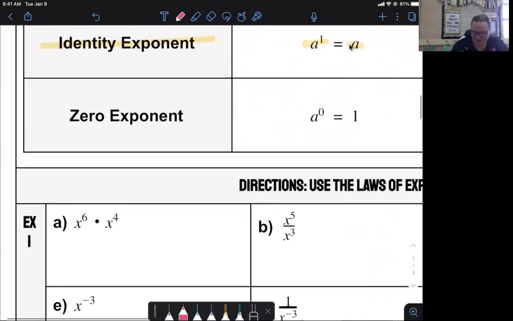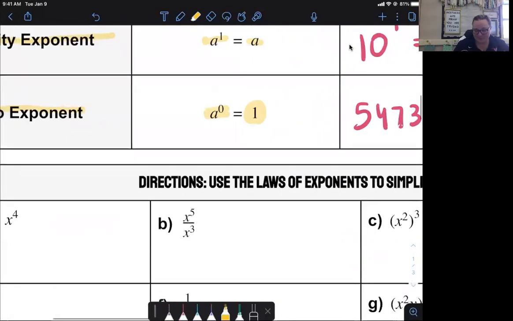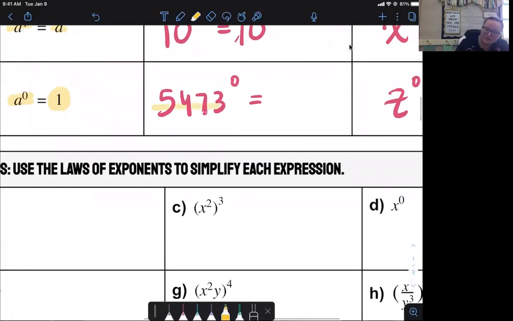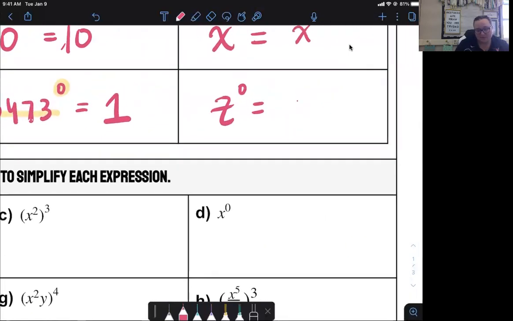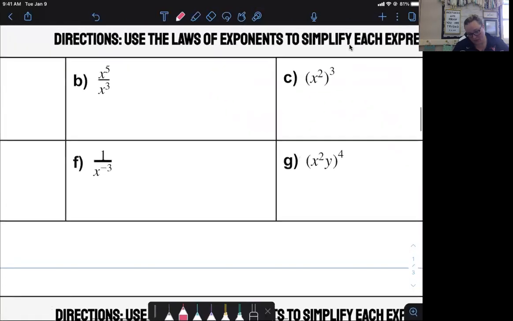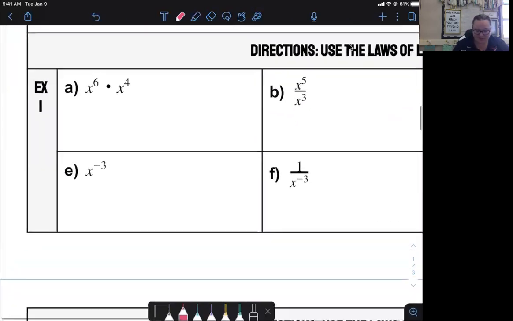And then last but not least, our 0 exponent. Anything to the 0 power is always 1. Anything to the 0 power is 1. So 5,473 to the 0 power, you guessed it, it's 1. z to the 0 power is 1. So anything to the 0 power is 1.